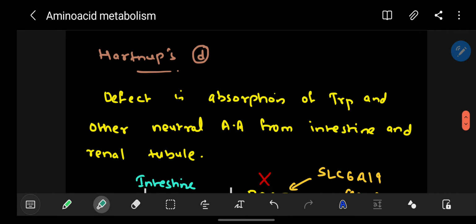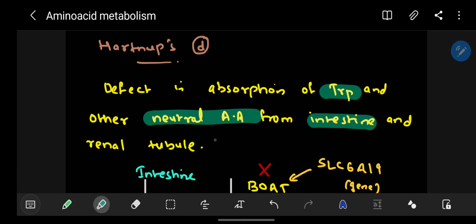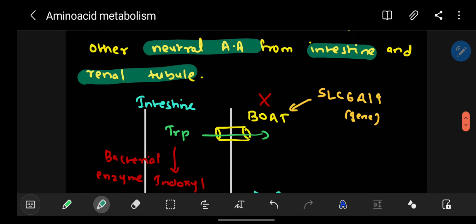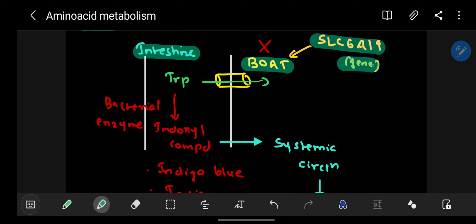Okay. Now Hartnup's disease. If there is a defect in absorption of tryptophan and other neutral amino acids from the intestine and the renal tubule, it leads to Hartnup's disease. Here I am taking the intestine. For tryptophan absorption, there is a channel protein called the B0AT1 protein channel, which is involved in the absorption of tryptophan in the intestine. This is encoded by the SLC6A19 gene.